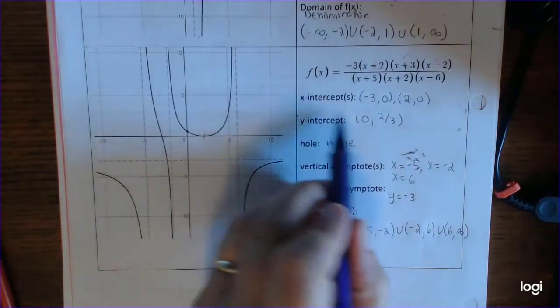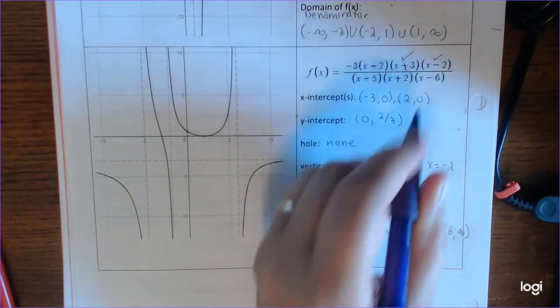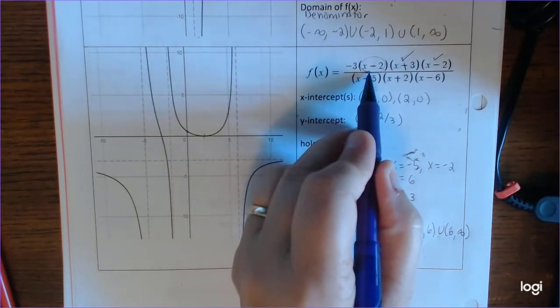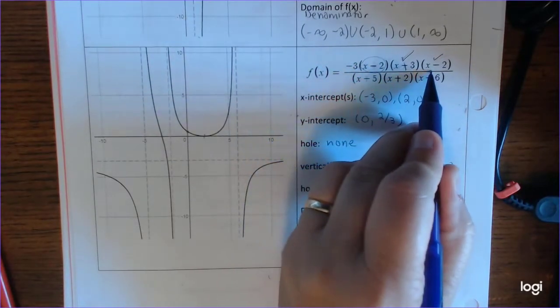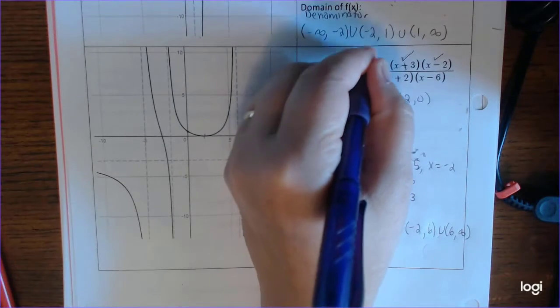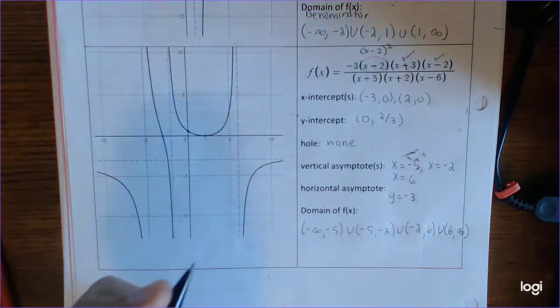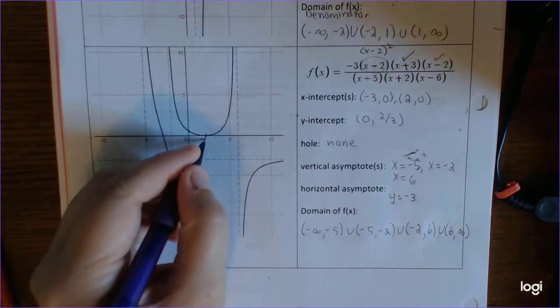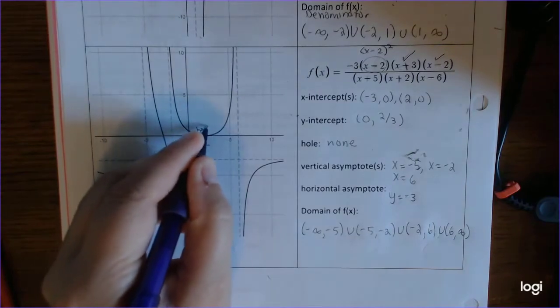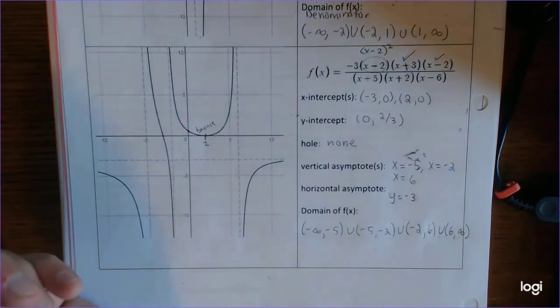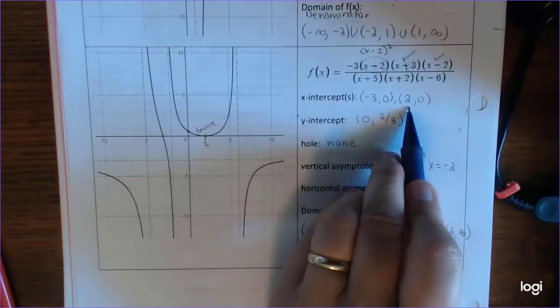And I got x-intercepts negative 3, 0 and 2, 0. Okay, but the x-intercepts come from the numerator, so what's happening with this one? Well, this one is the same as that one. So that's like x minus 2 quantity squared with a multiplicity of 2. And look right here, notice that there's a bounce. So that's making sense from a previous lesson. So there's those two x-intercepts.